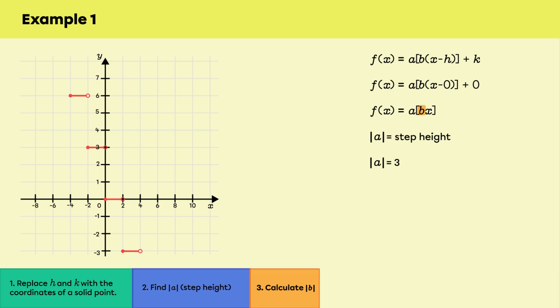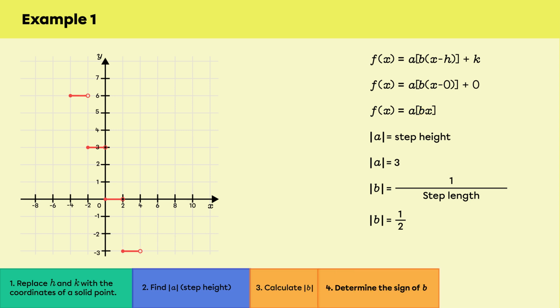Step 3. Calculate the absolute value of parameter b. We know that the length of a step is 1 over the absolute value of b. Here, the step length is 2, so the absolute value of b equals 1/2. Step 4. Determine the sign of parameter b.